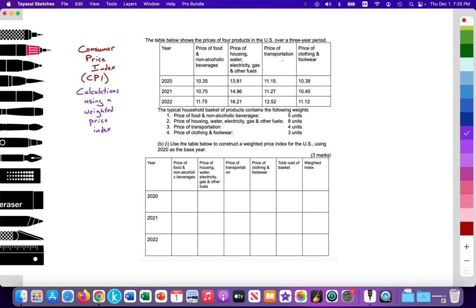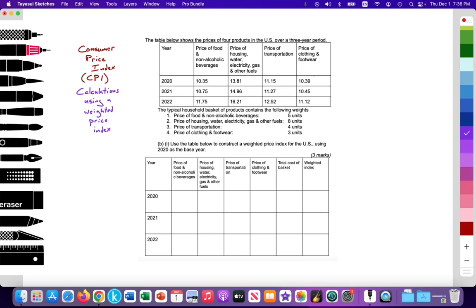And on the exam, they'll give you perhaps a table of data over time: 2020, 2021, 2022. In the first column, we have the price of food and non-alcoholic beverages, the price per unit, $10.35, going up to $11.75. In column 2, the price of housing, water, electricity, gas, and other fuels. So these are necessities. Price per unit, 13.81, rising to 16.21 over that time period. Column 3, price of transportation, going up from $11.15 per unit to $12.52 per unit.